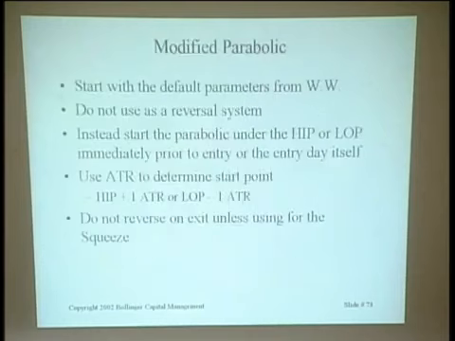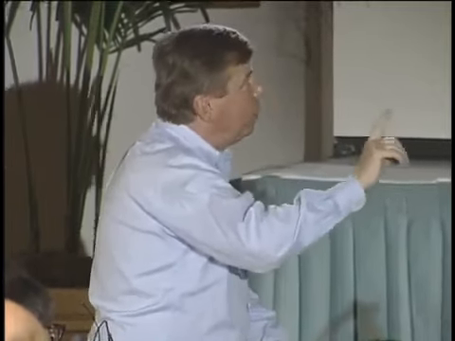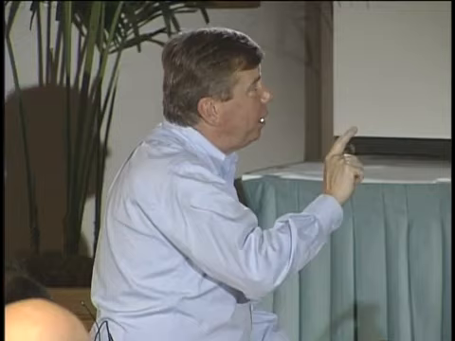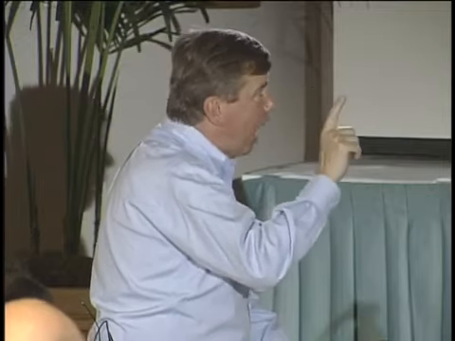Okay, here's how we modify the parabolic to suit our purposes. Start with the default parameters from Wells Wilder, which are 0.02 and 0.2. I'll explain those in a minute. But use his defaults for starters, no problem with that. Don't use it as a reversal system. Instead, start the parabolic under the hip or lop immediately prior to the entry day itself.